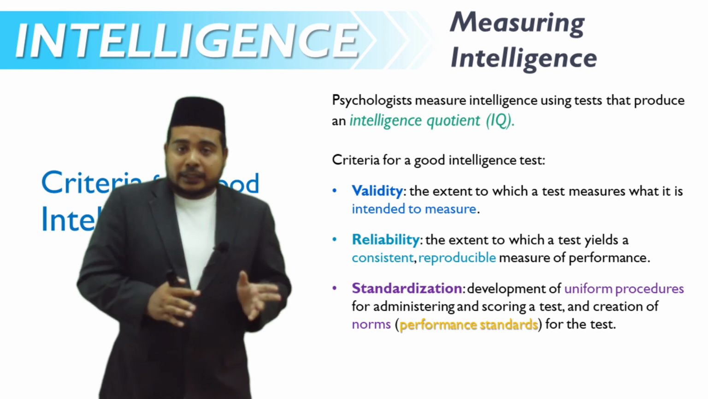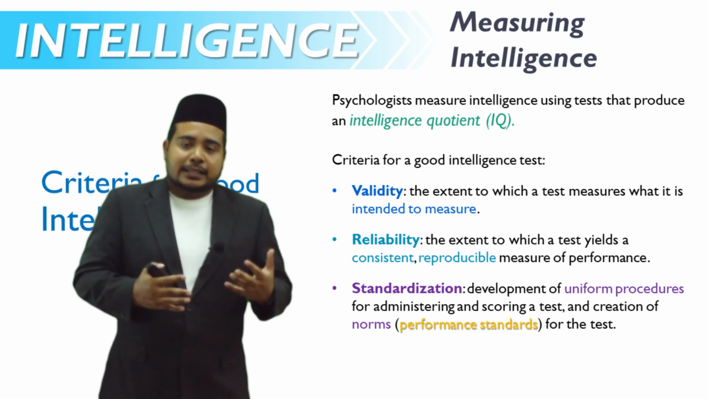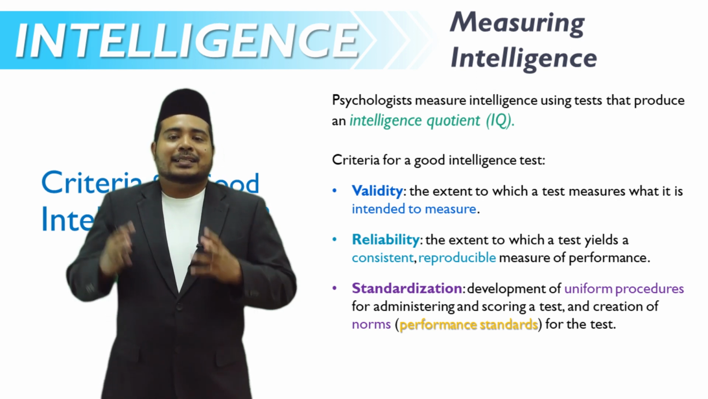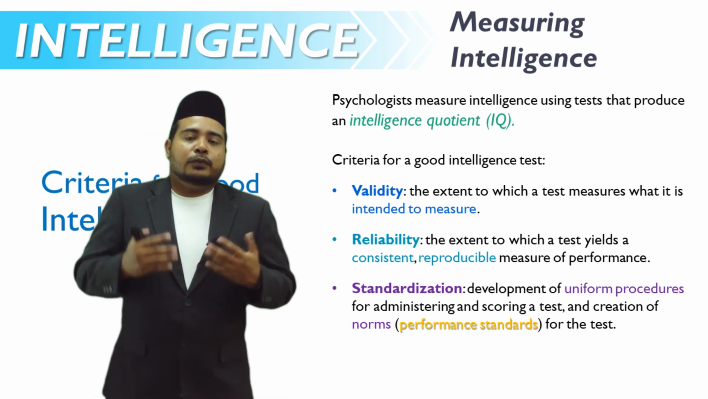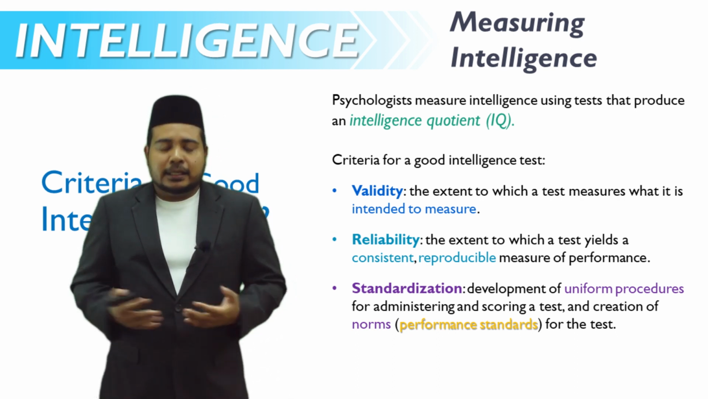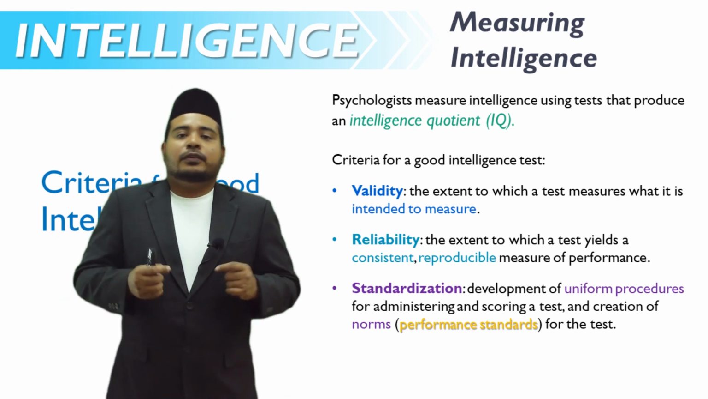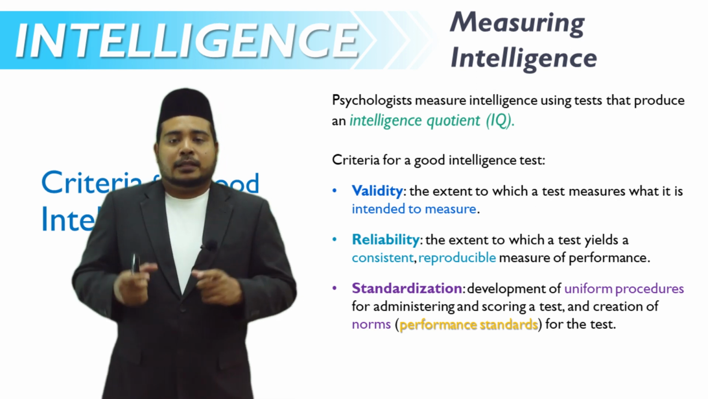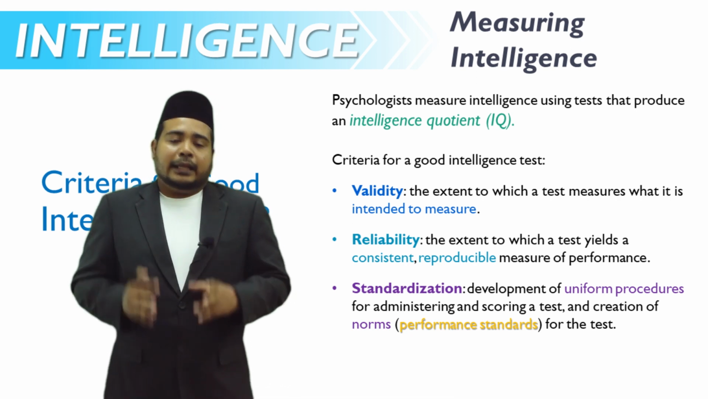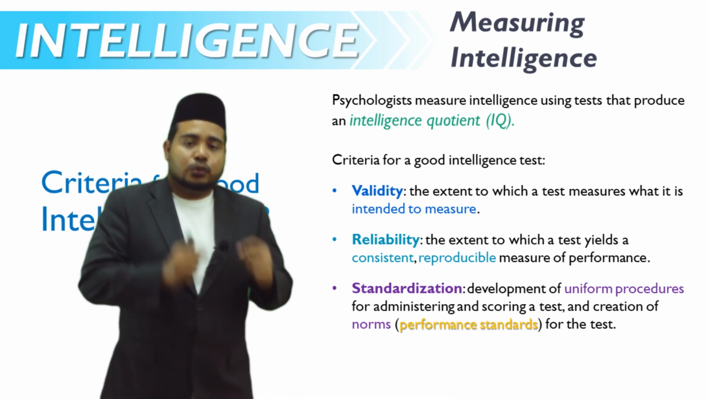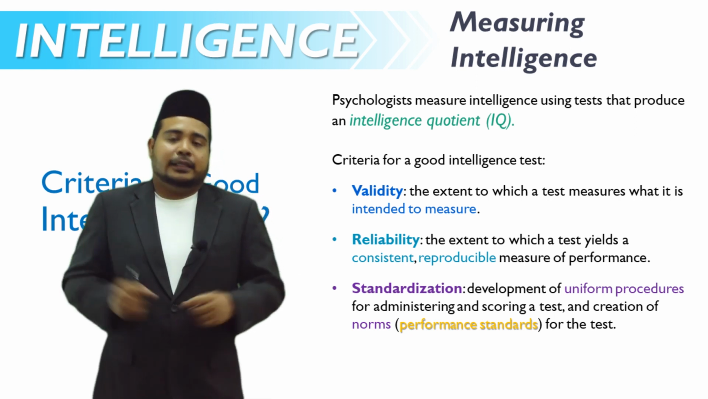So what is validity? Validity is the extent to which a test measures what it is intended to measure, what its purpose is to measure. If you are talking about general intelligence, the test must measure general intelligence. If the test contains mathematical problems, formulas, or reasoning, then the test must measure those aspects. That's why it must have high validity.